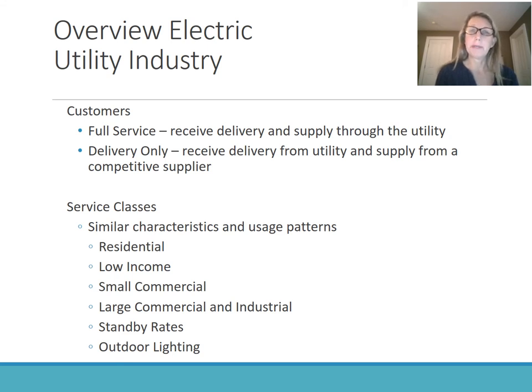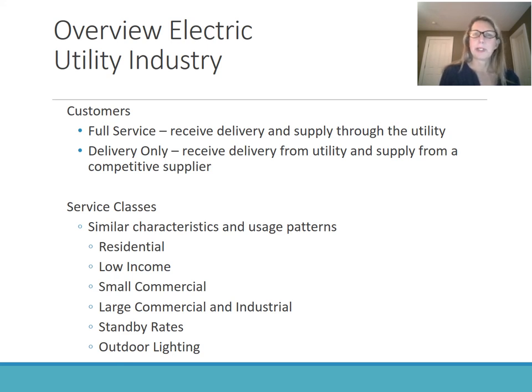If they're delivery only, they pay the delivery to the utility and the supply to a competitive supplier, to an ESCO. There are various service classes within the electric utility industry. Customers are grouped into service classes based on similar characteristics and usage patterns, and their rates are different, and the way that they're charged is different. We have a unit that's going to talk specifically about this, but the general classes that you'll see common across utilities are residential, low income, small commercial, large commercial, and industrial.